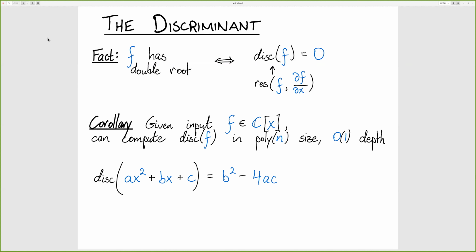And you've seen this before, even if you don't know it by this name, because if you take a quadratic polynomial and you take its discriminant, it's exactly this b squared minus 4ac that you've seen in the quadratic formula. That tells you if you have a double root or if you have two different roots. Okay, so this is at least giving us some hope that we can do something with the GCD in very low depth. Now let me actually move to something with the GCD.